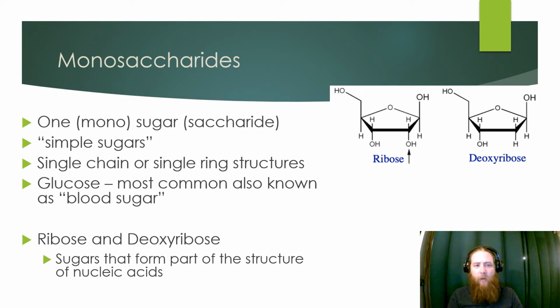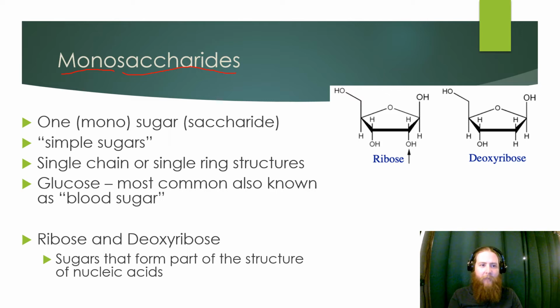All right, so for our carbohydrates, we're basing them on size. The first ranking here is monosaccharide. And mono means one, and saccharide means sugar. So this means one sugar. These are our simple sugars. They either have a single chain or a single ring structure. They're not bonded to other sugars. Glucose is the most common of these.